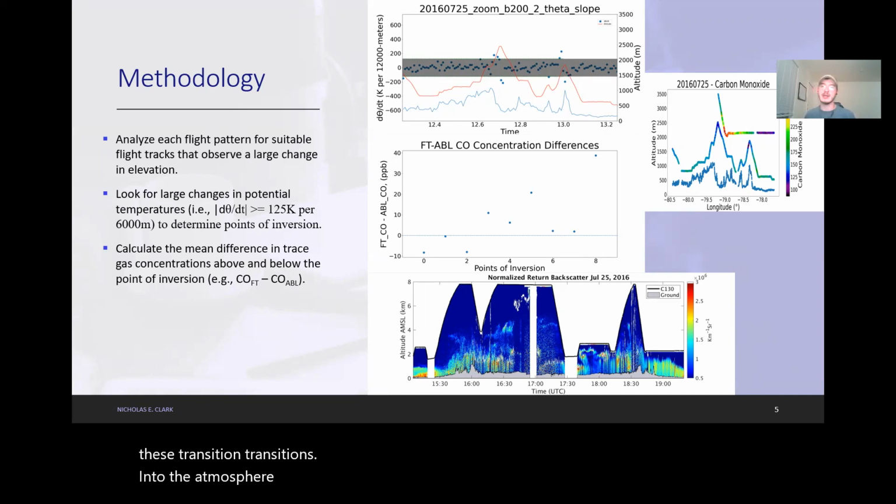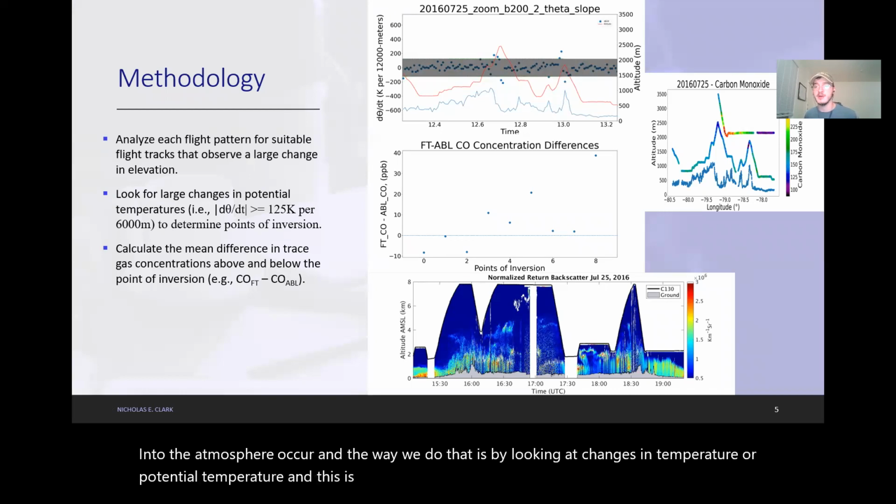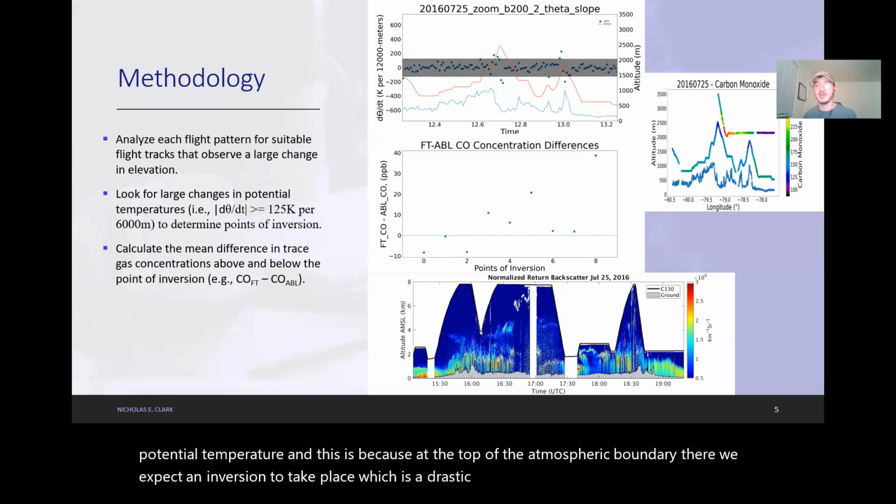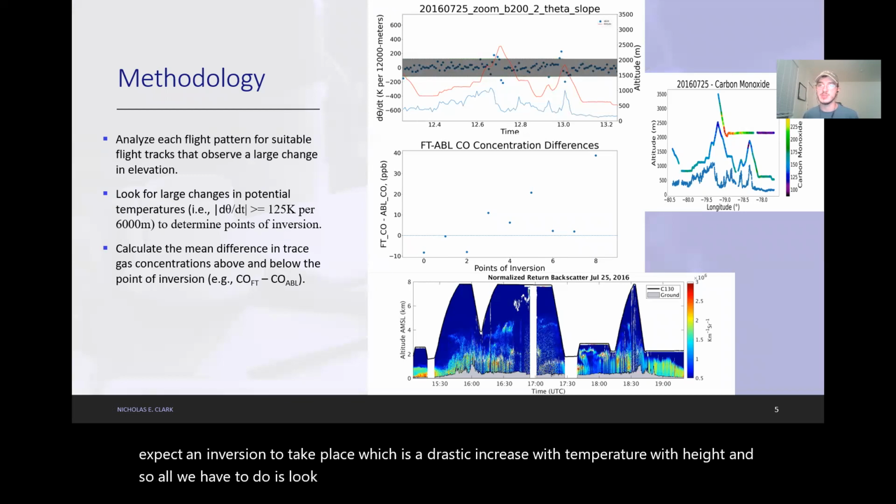The way we do that is by looking at changes in temperature or potential temperature. This is because at the top of the atmospheric boundary layer, we expect an inversion to take place, which is a drastic increase in temperature with height. So all we have to do is look at changes in temperature with time and see where we see greater changes. It's at those points where we mark our transitions.